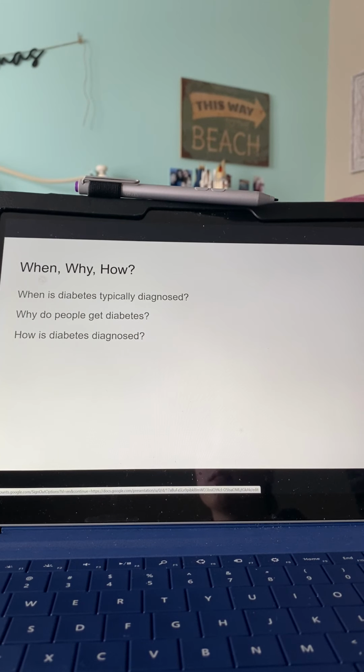And with type 2 diabetes, it is more common with, I should have flipped my slides and talked about the types first, sorry. So in type 2 diabetes, it's more common for older people, although it is becoming more common in younger audiences. That kind of leads us into, why do people get diabetes?